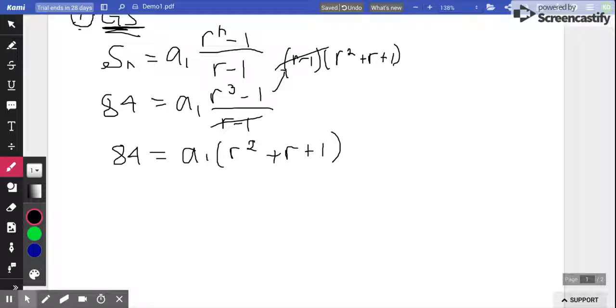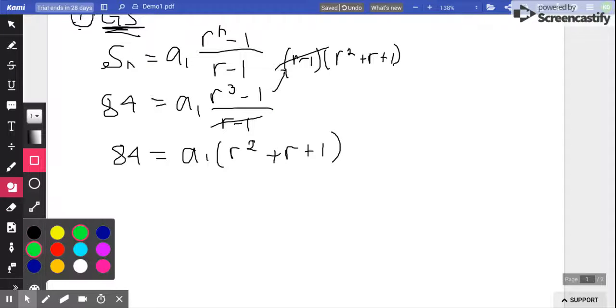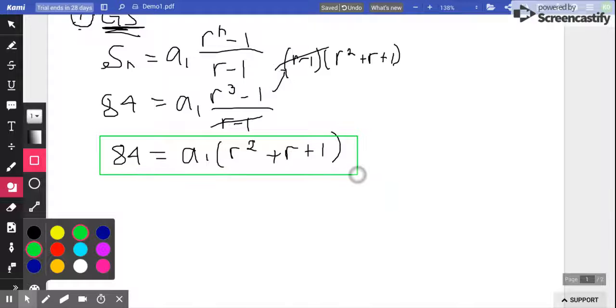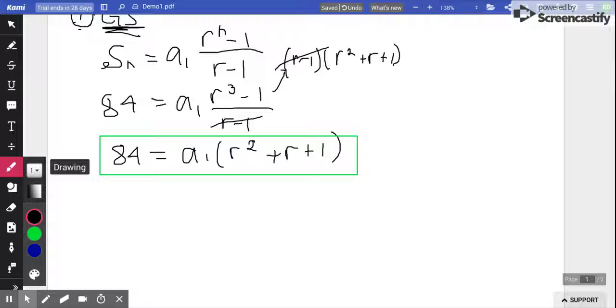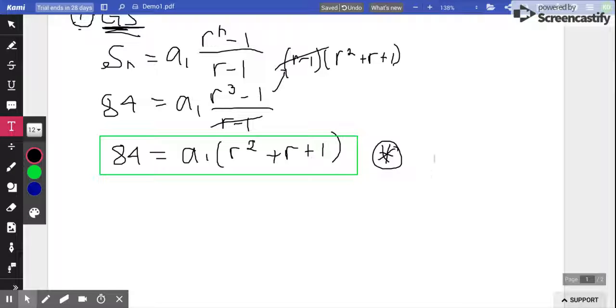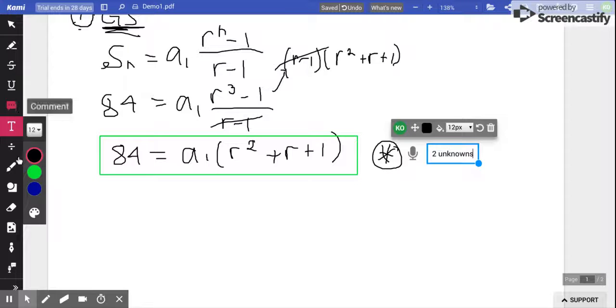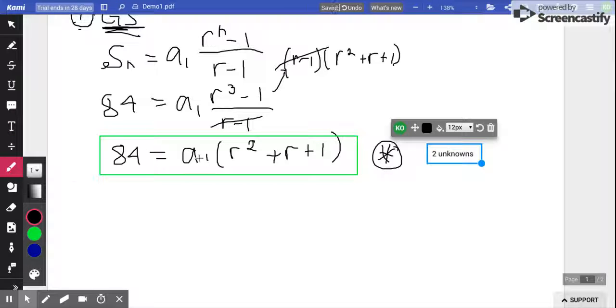So this is, of course, one of the equations we are going to want to use to figure out what A1, A2, A3 are. Let's call this one first star. So how many unknowns do we have here? Remember, I always want you to look at how many unknowns. We have two unknowns, which means we need one more equation to be able to solve this.